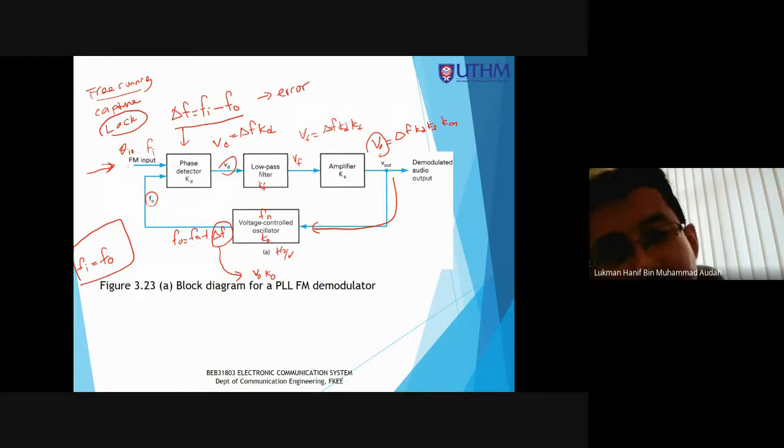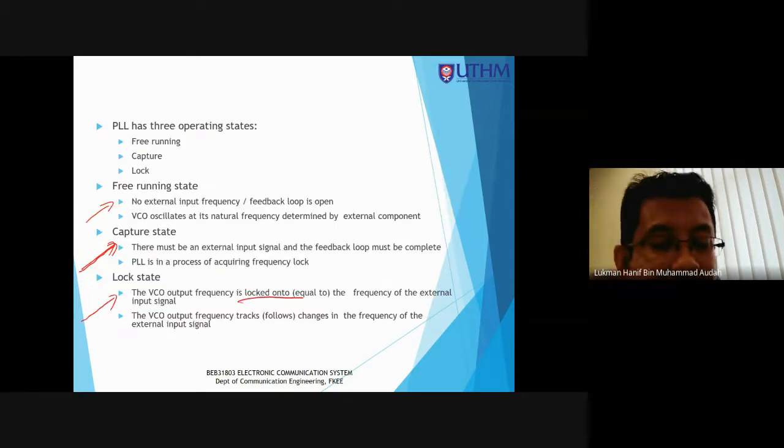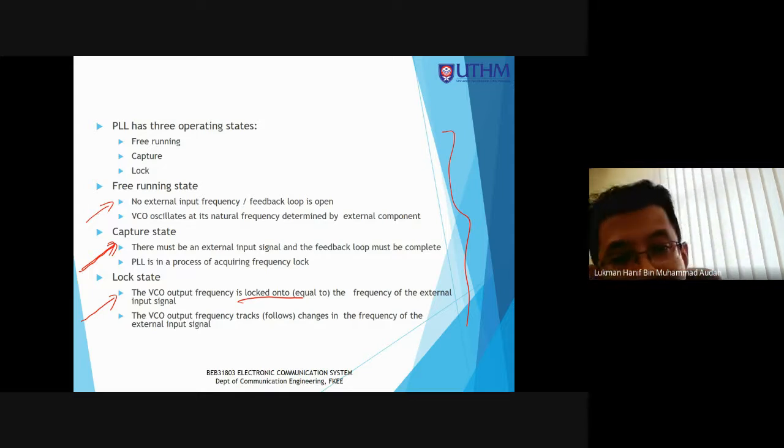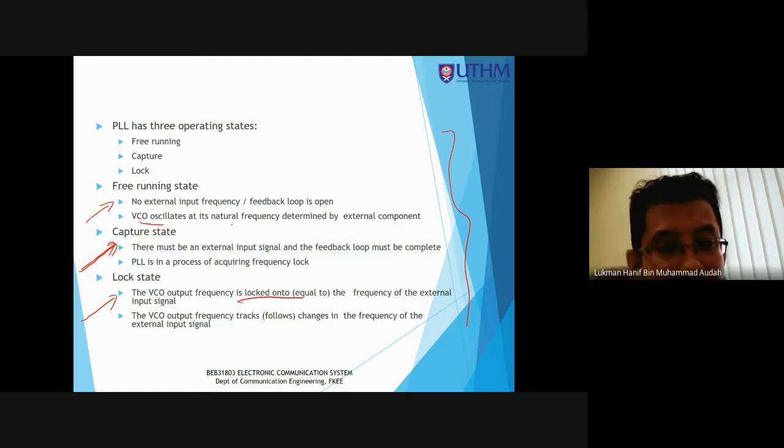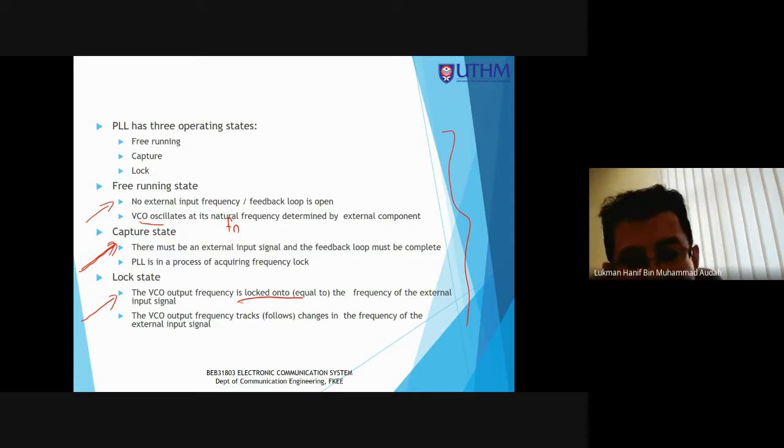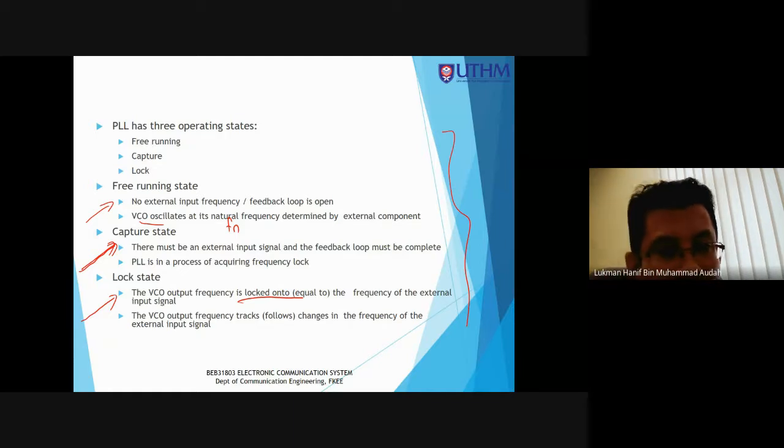Okay. So setakat ini soalan yang seperti ini belum pernah ditanya. Apa yang ditanya adalah tentang state fasa ini. Itu yang kamu perlu faham, bahawa dalam free running state tidak ada input signal. VCO akan berjalan seperti biasa pada natural frequency Fn yang tadi saya tunjuk. Capture state bermakna there is an input signal. Tetapi input signal ini frekuensinya tidak sama dengan frequency of the VCO. So PLL in the process of acquiring the frequency lock.